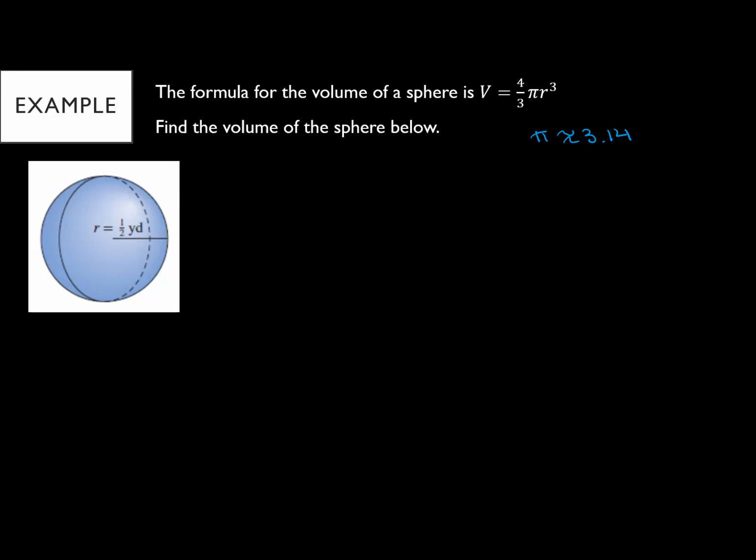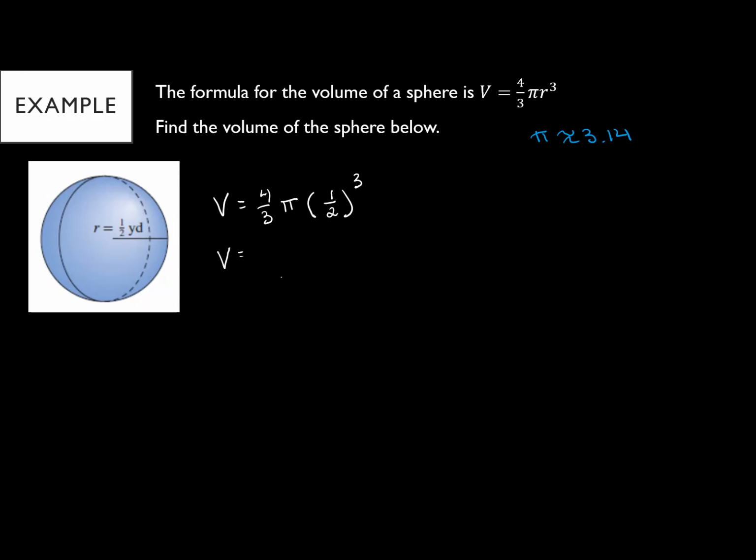So the R here is radius, and they've got that labeled as 1/2 yards. So we're going to use V for volume, and it's 4/3 times pi, and then it's 1/2 cubed. So when you are cubing a fraction like 1/2, you cube the number on the top and the number on the bottom. So you would do 1 to the 3rd power and 2 to the 3rd power.